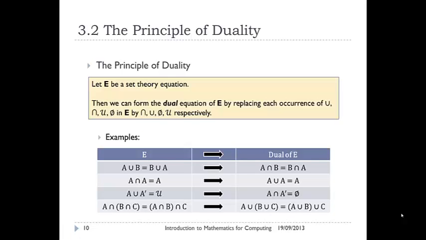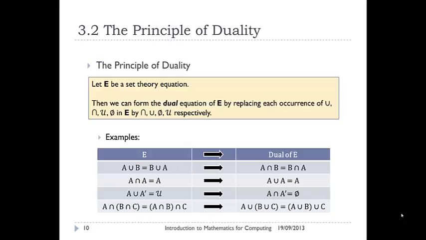Okay, we have 4 examples given here. We start off with an initial set theory equation in the column E, and we're going to transform that to a new set theory equation using the principle of duality. So for the first one, we have A union B equals B union A. Let's apply the rules according to the principle of duality and get a new equation. So the union operator will be replaced with the intersection operator. So in this case, the dual of the initial equation E will be A intersection B equals B intersection A.